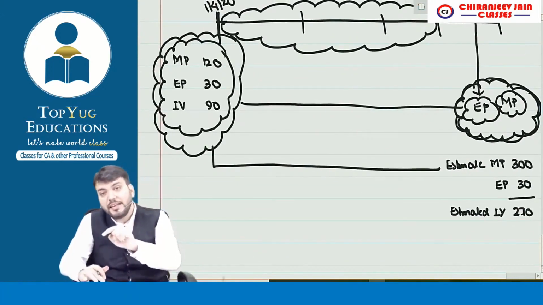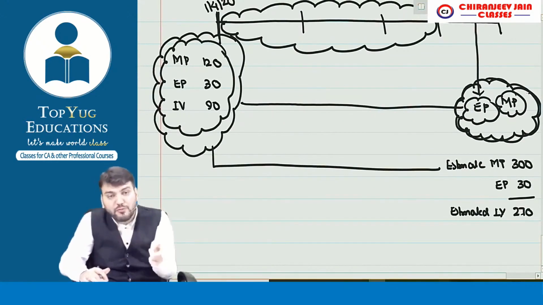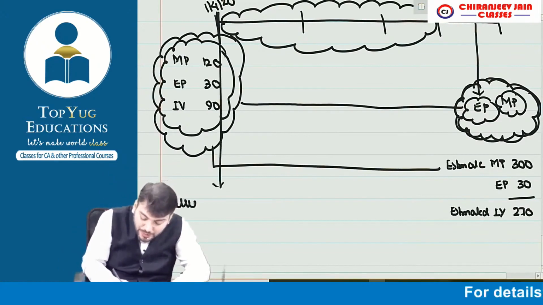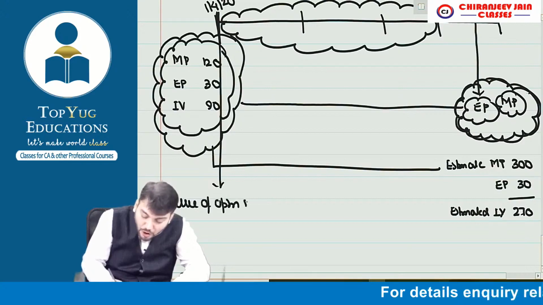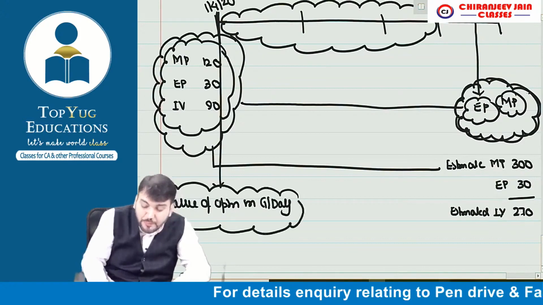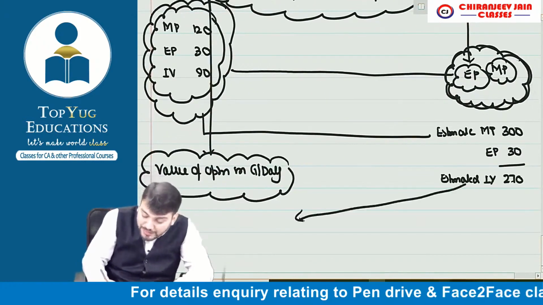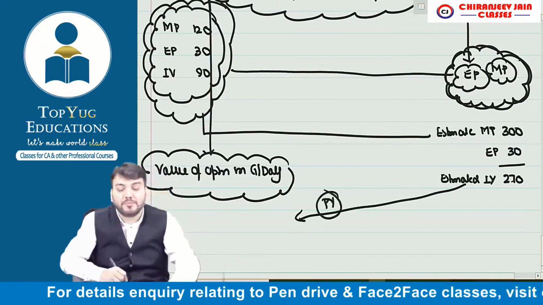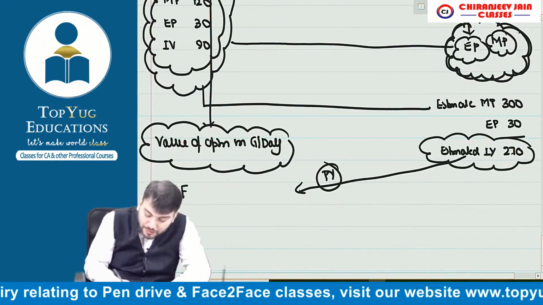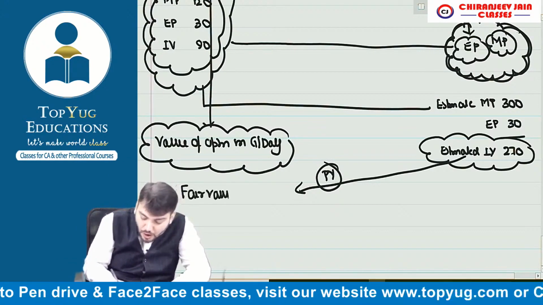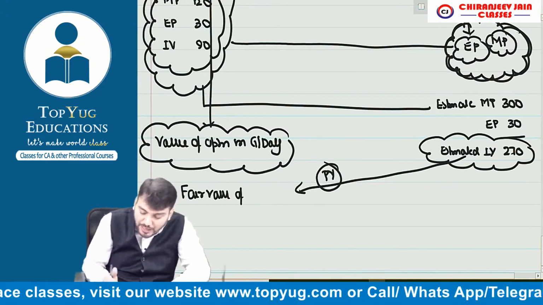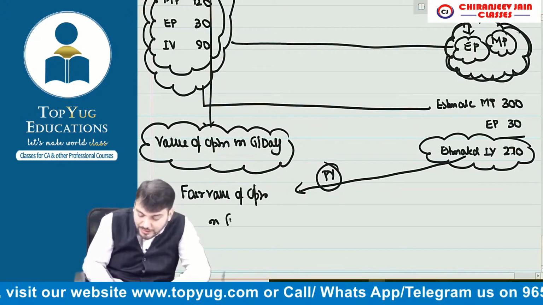So this is the estimated intrinsic value on the exercise day, but options were announced on the grant day. So what is the value of the option on the grant day? Therefore, the guidance note says that we will calculate the present value of this. This present value of the estimated intrinsic value is known as the fair value of the option on the grant day.